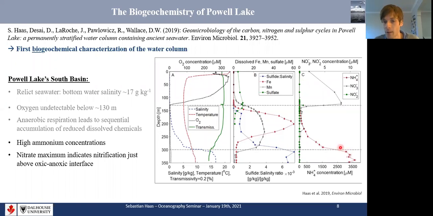And I want to point out this very high ammonium concentration once more, because I'll be talking about nitrogen fixation in the lake in a moment, and it's not necessarily expected to find nitrogen fixation under high ammonium concentrations, given that simply assimilating ammonium is less energy intensive than nitrogen fixation. And so that's an enigma that is interesting to study in Pow Lake.